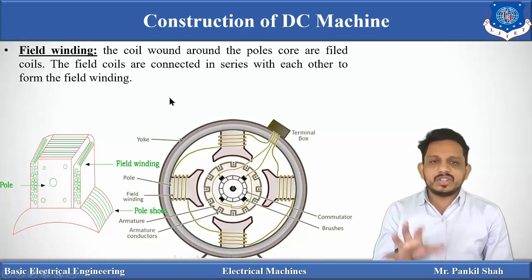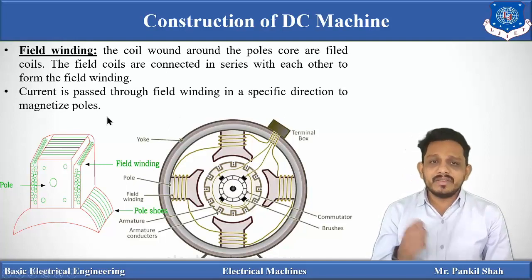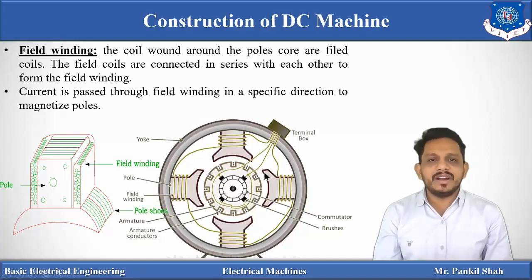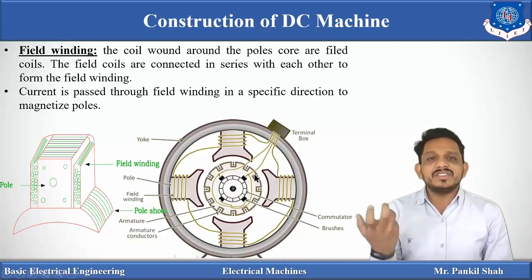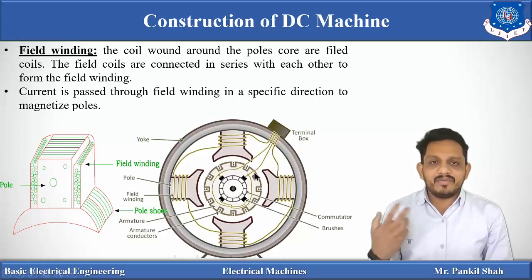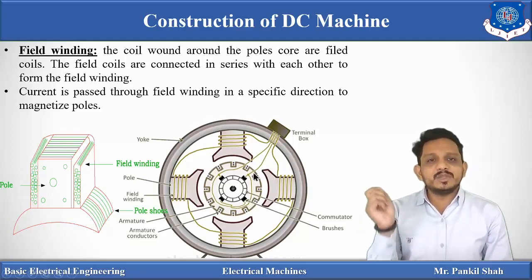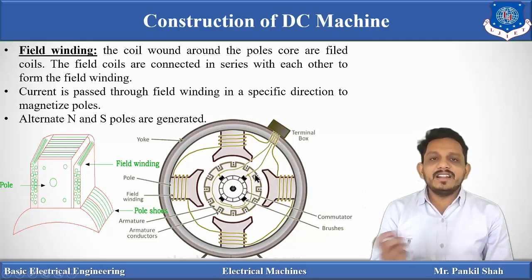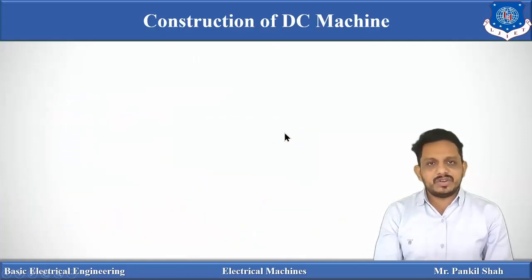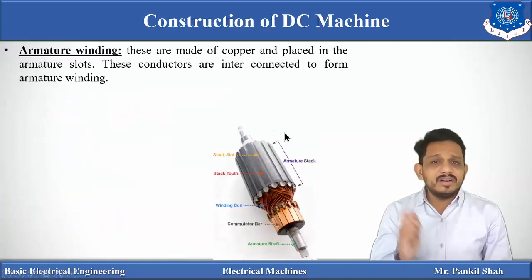So basically, a stationary winding which is inside this DC machine is known as the field winding, which is wound over the poles. Whenever the current is passed through this field winding in a particular direction, then this field winding magnetizes the poles. So basically, an electromagnetic field will be produced whenever the current is passing through this field winding. And alternate N and S poles are generated if the direction of the current passing through this winding is changed or reversed.